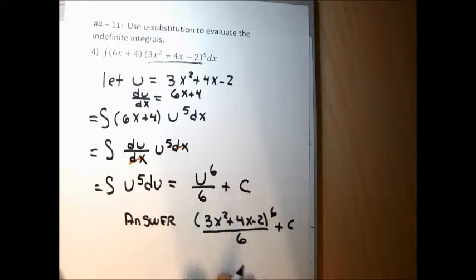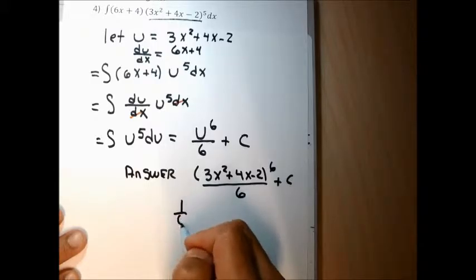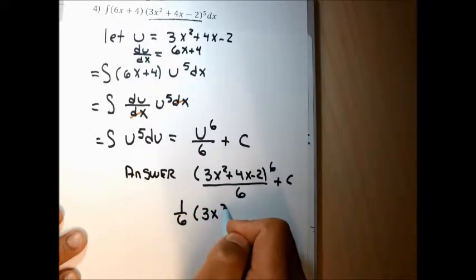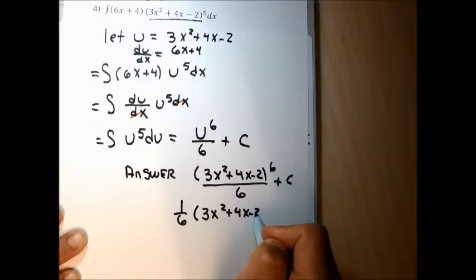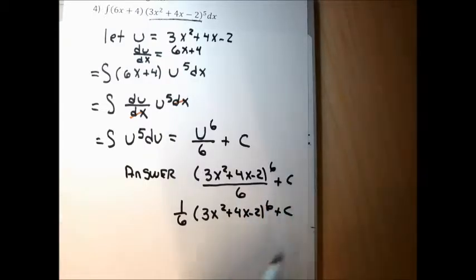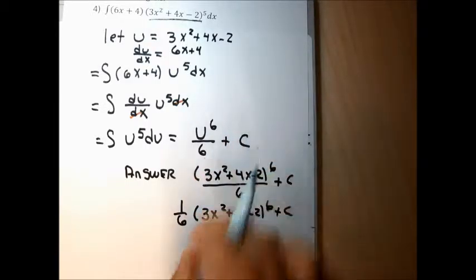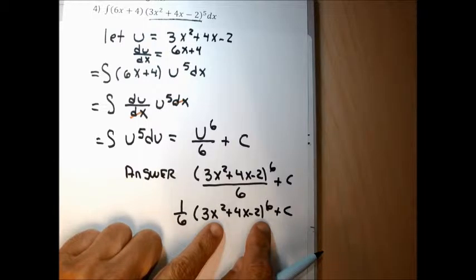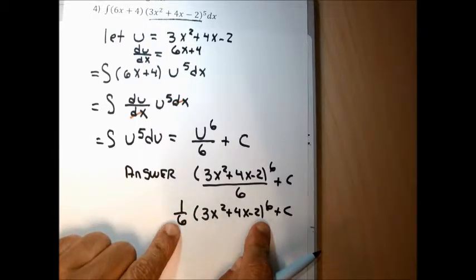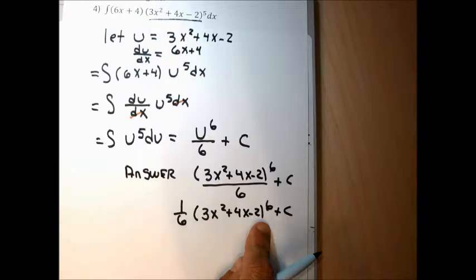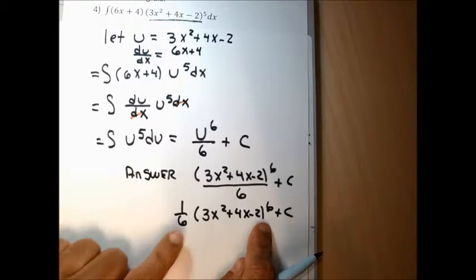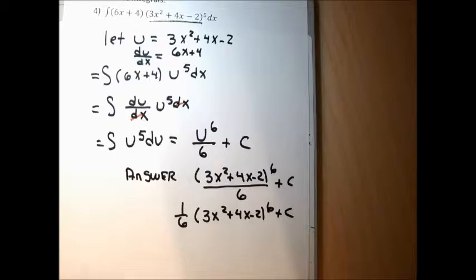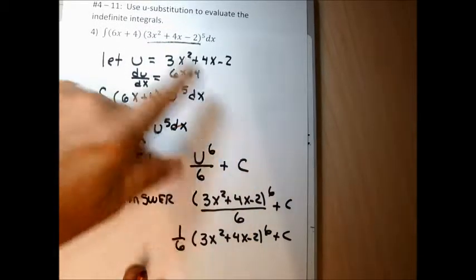The alternative you could do is you could write 1/6 times 3x squared plus 4x minus 2 to the 6th plus c. They're equivalently correct. And at this point, it's just a matter of preference, or what I'm going to do to the problem. If I'm doing more to the problem, like if I had to take the derivative, this version might be a little bit easier for me to apply the chain rule. But I'm not going to check this. But to check this, you'd have to take the derivative of. Let me just check it real quick. So if I wanted to check, the derivative of this should be that.